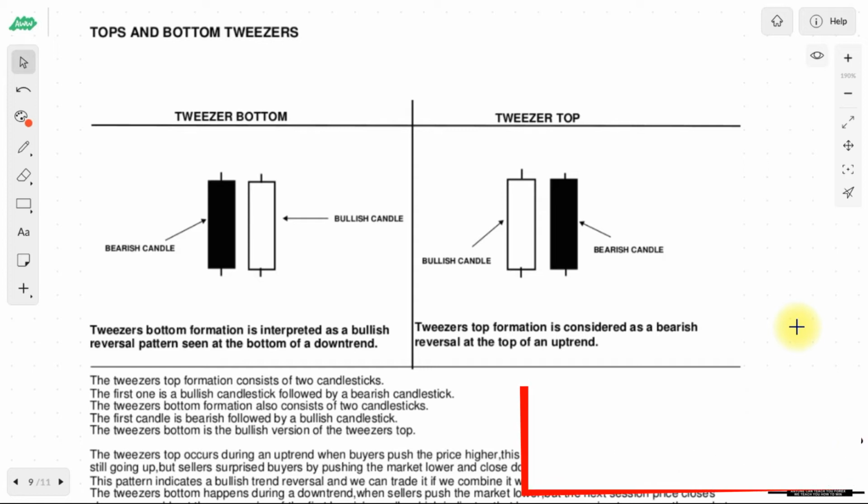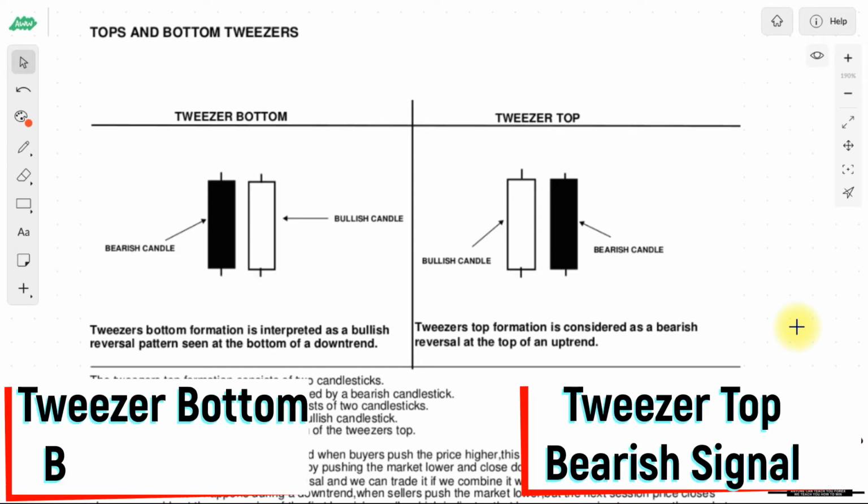We're going to take a look at the tweezer tops and bottoms. So basically a tweezer pattern consists of two candlesticks. So the tweezer bottom right here, as you can see, and then we have the tweezer top. With the bottom one, this first candle is a bearish candle, it's going down, and then the new candle is a bullish candle.